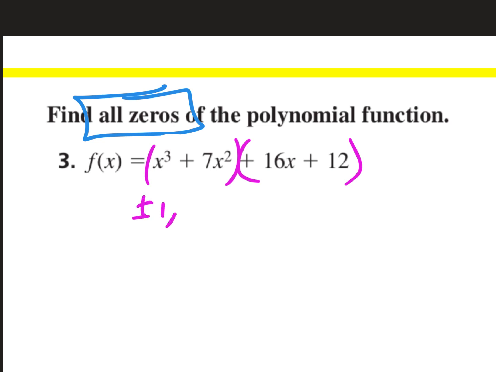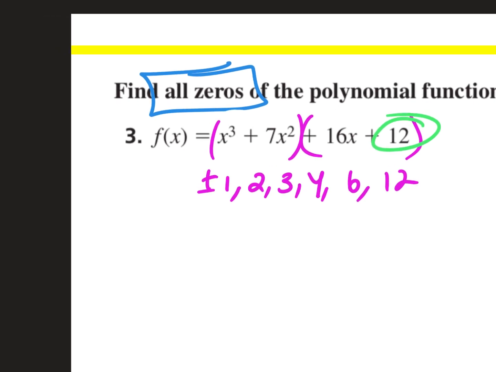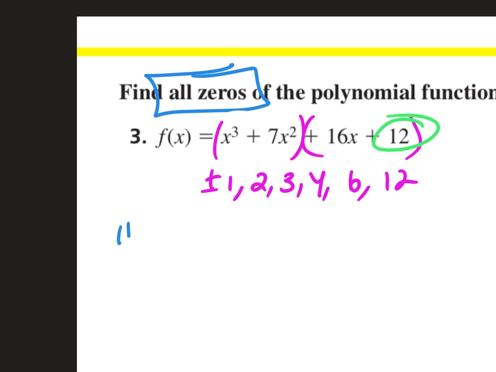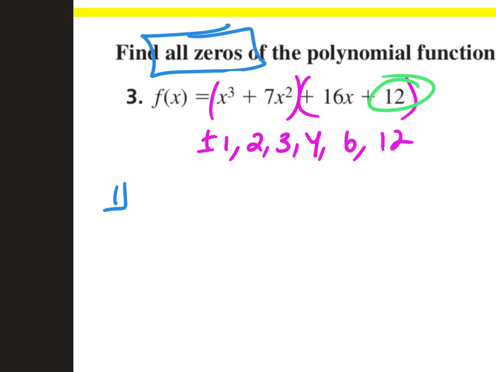Plus minus 1, 2, 3, 4, 6, and 12. Where am I getting those numbers from? Where did I get those numbers from? The 12. Again, you guys can start with whatever you want. I like to be systematic and just start with positive 1. And if I get 0 as a remainder, I'm good to go, and then we try to factor. If I don't get 0 as a remainder, I try negative 1, and then I just keep going.